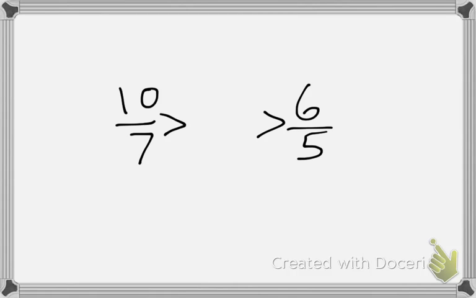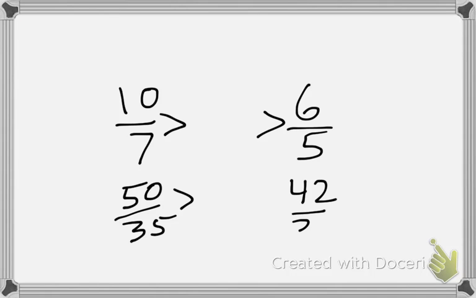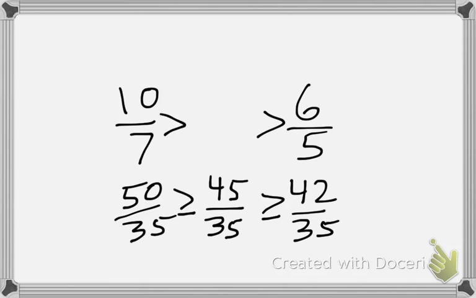So as before, we find a common denominator. So 35 is a nice common denominator. So we have 50 over 35, and we have 42 over 35. So a world price of 45 over 35 would be a feasible world price. So it's greater than or equal. So we might hypothesize that this is going to be our world price, and then we simply go back and show the gains from trade.